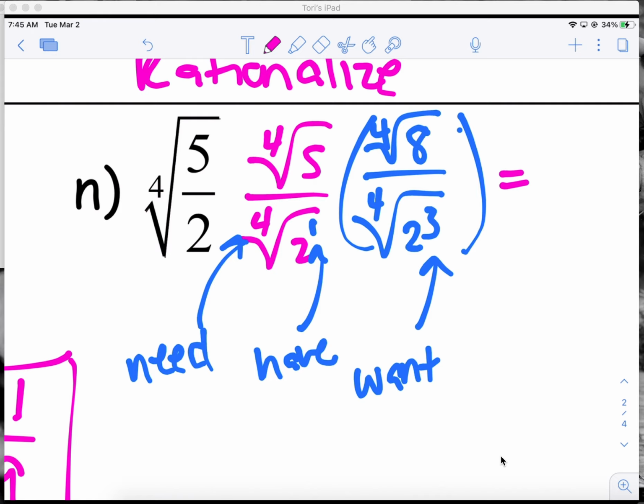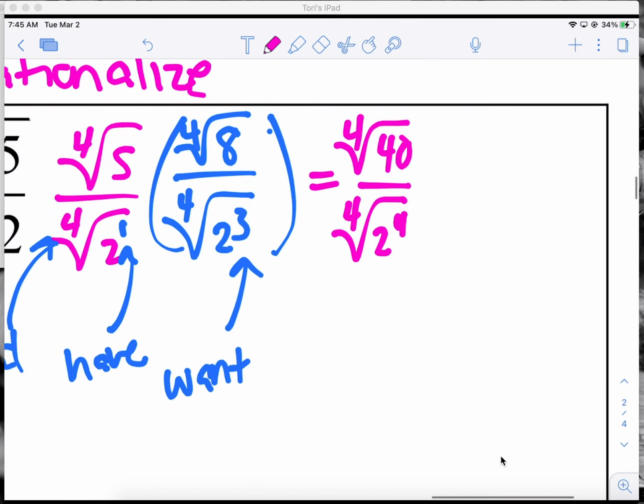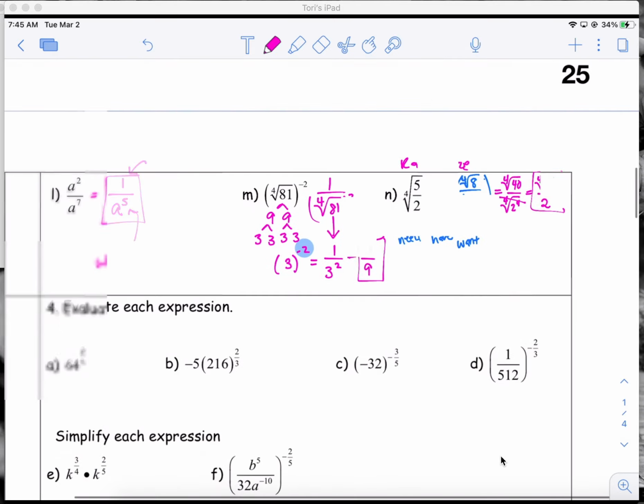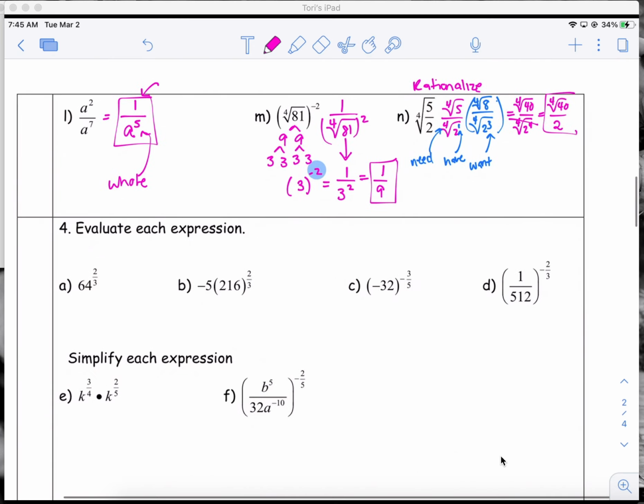Now on the bottom, I have the 4th root of 2 to the 4th power. Across the top, since 8 and 5 both have the same radical, I can say the 4th root of 40. And then 2 to the 4th power and a 4th radical means that they cancel out. I get the whole number of 2. So this would be your final answer. All right, that's the top box. Let's move into the bottom.